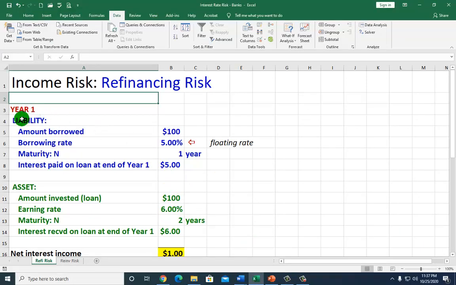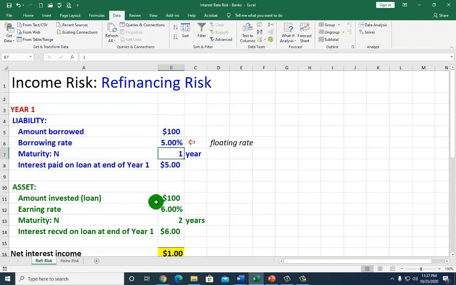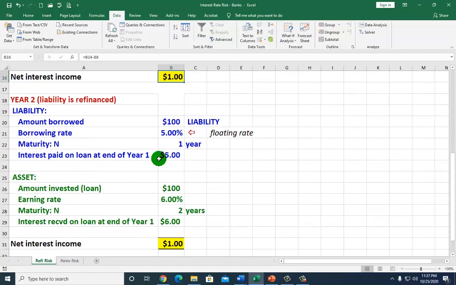So this is the situation right here. This is the loan at 5% for 1 year. And this is the investment right here at 6%, but for 2 years. So that's the issue right here. So we know that in the first year, we're going to make $1 million. Now the question though is what happens in the second year?